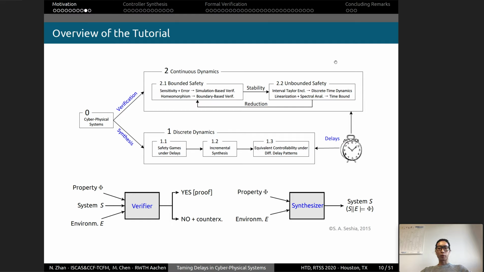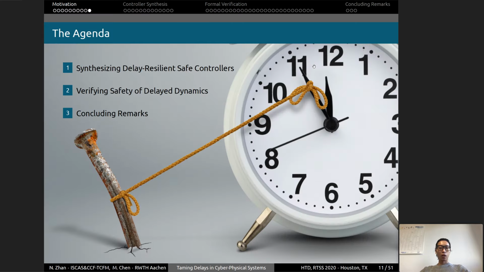Before that, I hope Professor Zhang has already convinced you that time delay is often a killer to the verification and synthesis problem of safety-critical systems. The rest of the tutorial will be mainly based on two sections, followed by some concluding remarks. The first section is on synthesizing delay-resilient safe controllers in a discrete time setting. The second part is dedicated to safety verification of delayed differential dynamical systems.